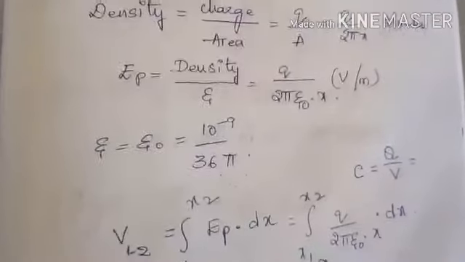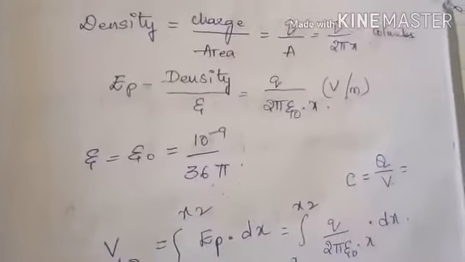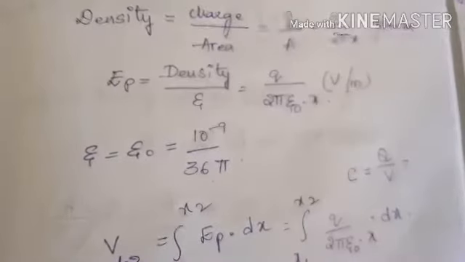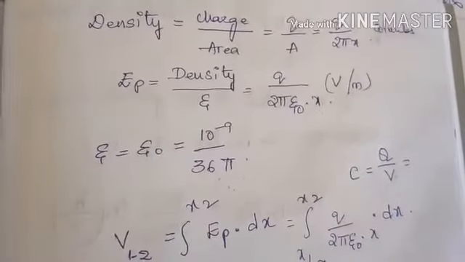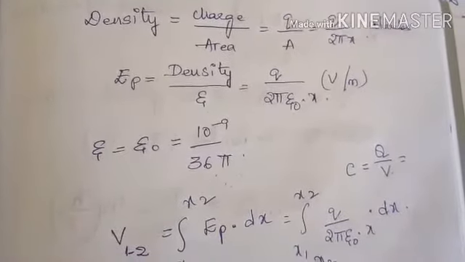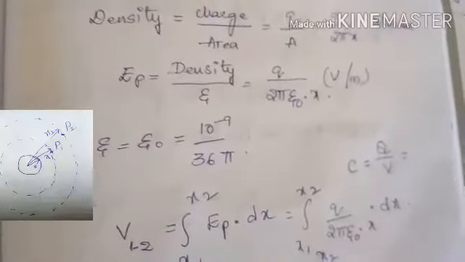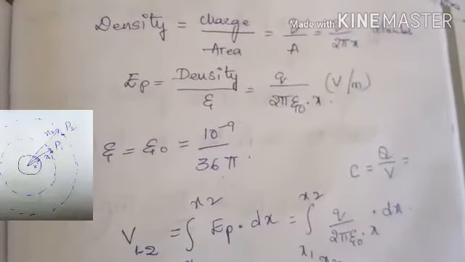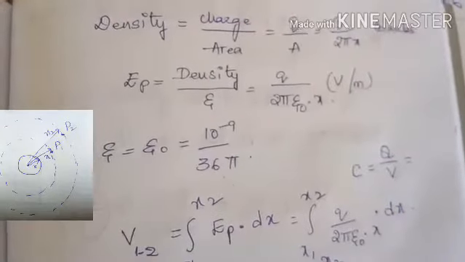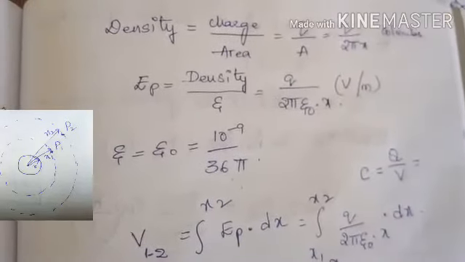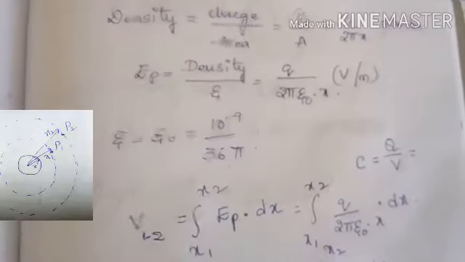Now we can represent the density. Density is nothing but charge per area, that is q by a. Here suppose we consider x meters from the center, then having a cylindrical shape, it will have a circular area, that is 2 pi x. Substituting this, we will get q by 2 pi x.